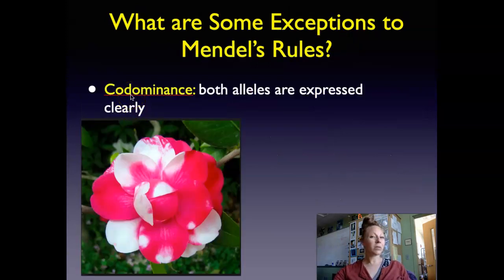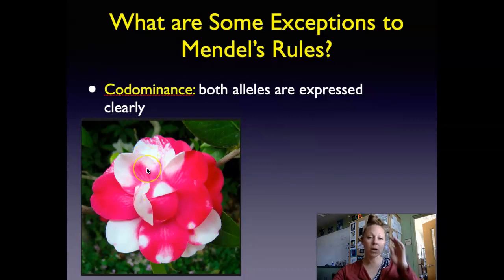Co-dominance is similar yet different. They're both dominant. So both the red and the white gene is dominant and therefore will be expressed. So therefore you can see in this flower that both traits are expressed, both the red and the white. And so you'll see that speckled.